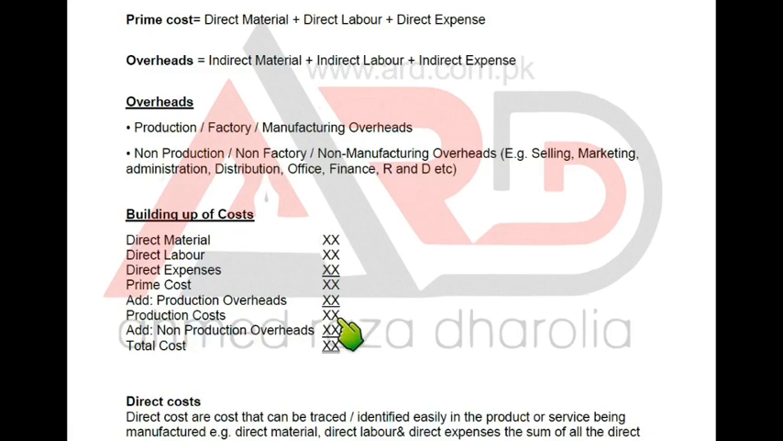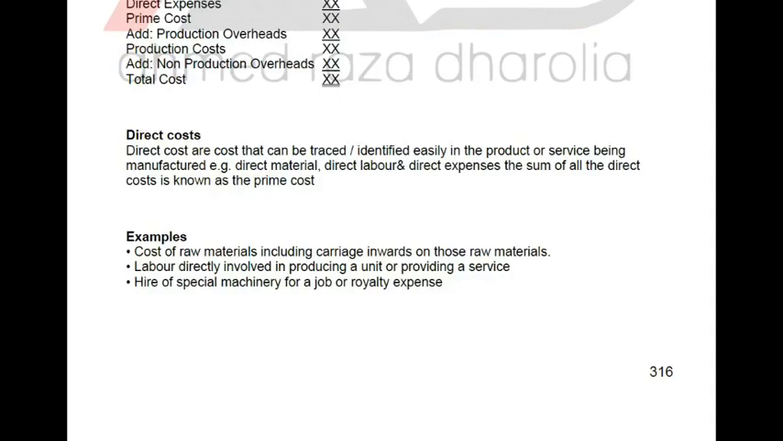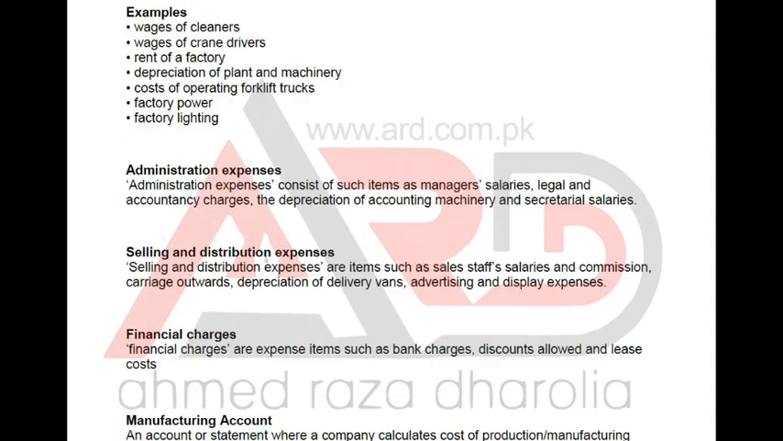After production costs, we'll be adding non-production overheads such as selling, marketing, advertising. This means total costs. So let's move a bit further. We have already discussed direct costs and their examples, indirect costs, admin, selling.